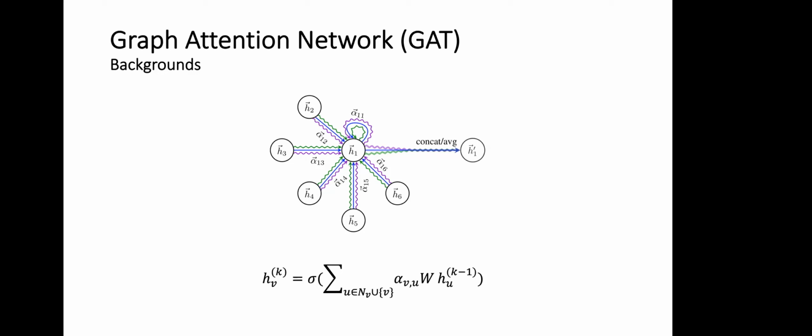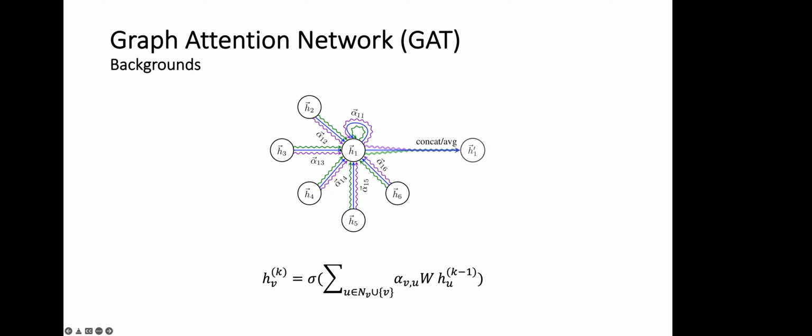And the score function of the attention is implemented as a one-layer MLP, which matches the query and key to a single value, which is the attention score. Once we obtain all the attention factors, we can calculate the output features for each node by performing the weighted average. So we can see the equation here.